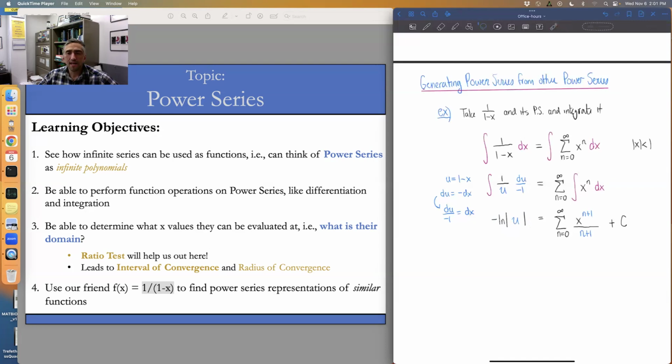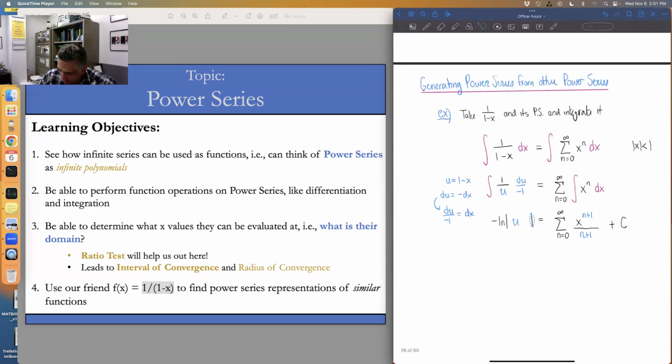And we can go one step further here because, again, we start off with our variable x. So we go back in terms of the variable x from the variable u. So I'll just erase that u and pop in what we have for u in terms of x, which was 1 minus x. So in this particular problem, we just found a new power series that's related to the natural log. So we found a power series for the negative natural log of 1 minus x.